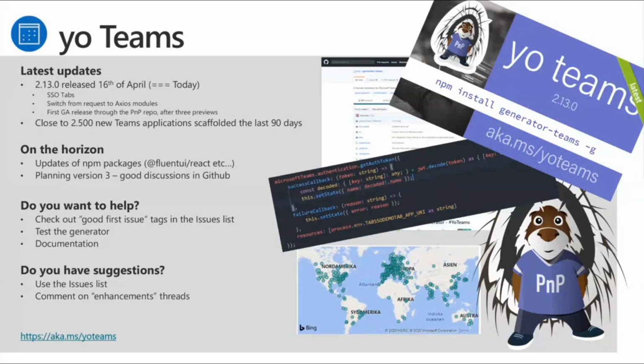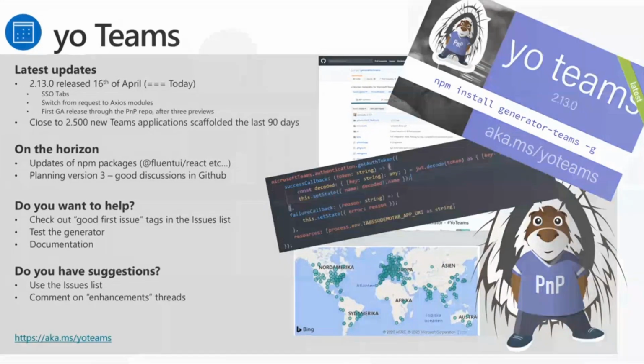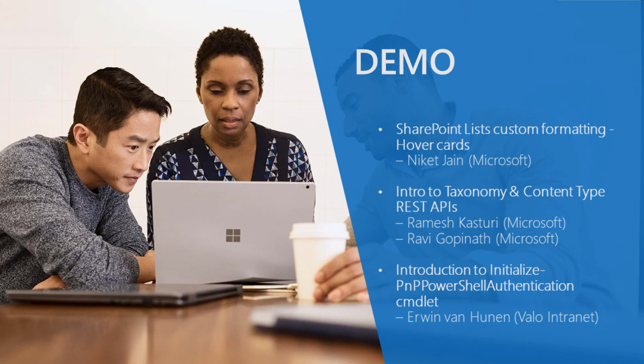And then we'll move into the demo section of the day, as long as I can actually get my slides moving. And that's the right screen. And here we go. We'll start with Niket Jain. Sorry if my pronunciation is bad, but we're going to talk about the hover cards. Then we go to Ramesh and then Erwin at the end, so Erwin will have a short demo at the end. I think Niket will jump on your screen around the latest on lists. Cool. Thanks, Vesa.